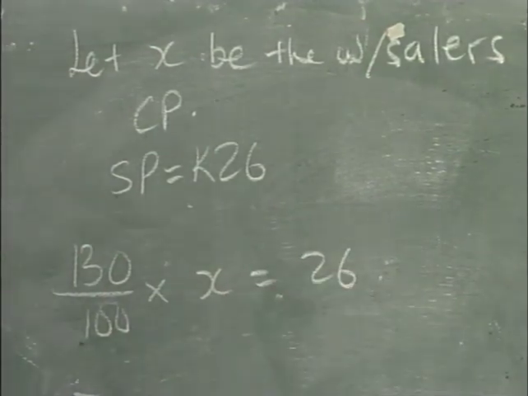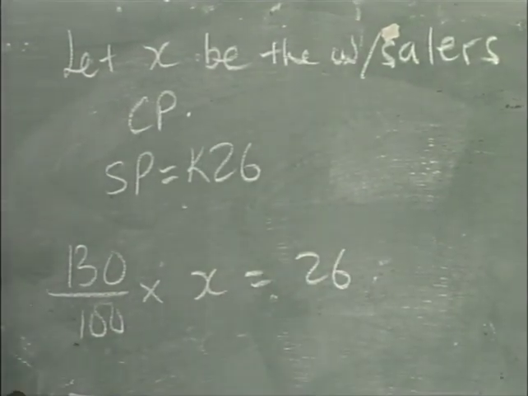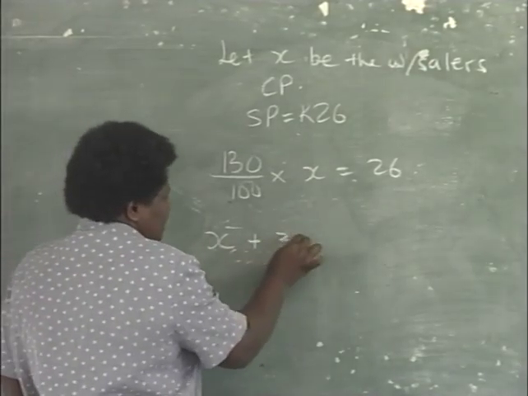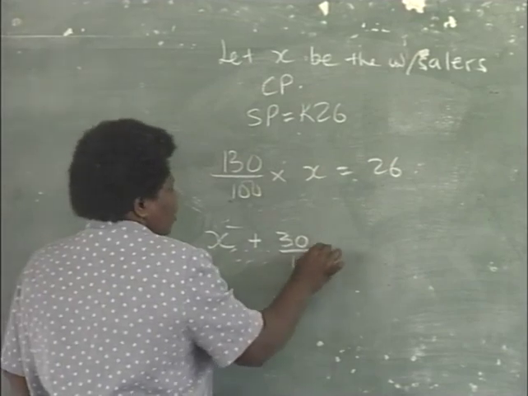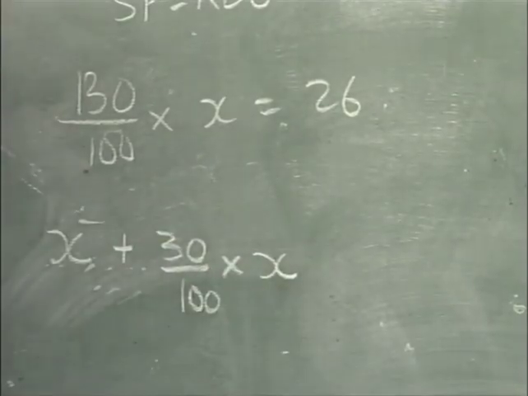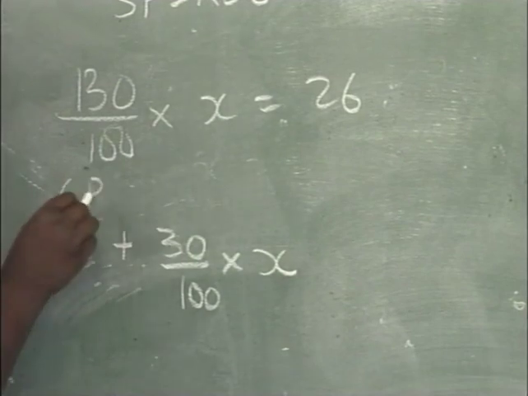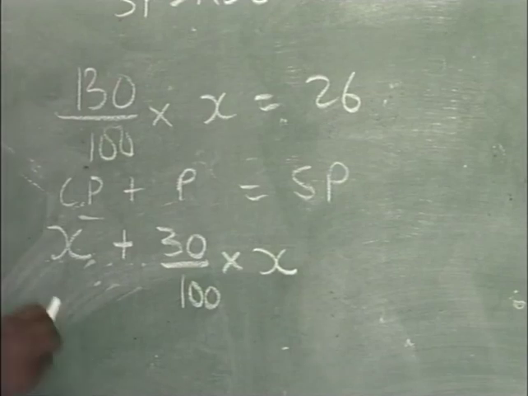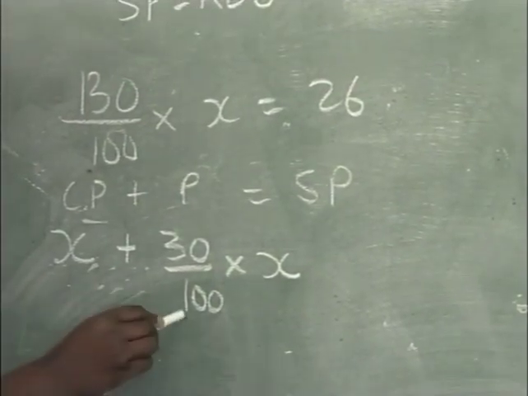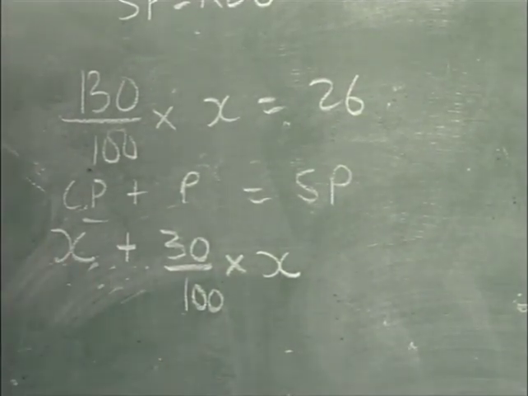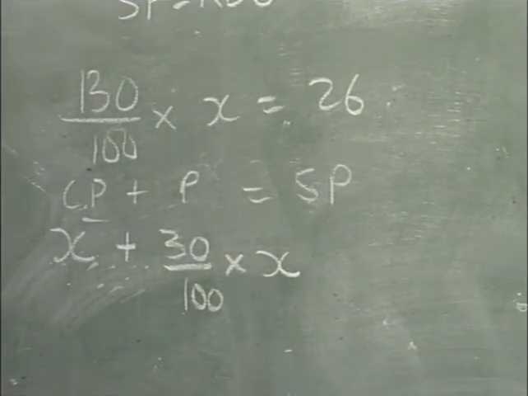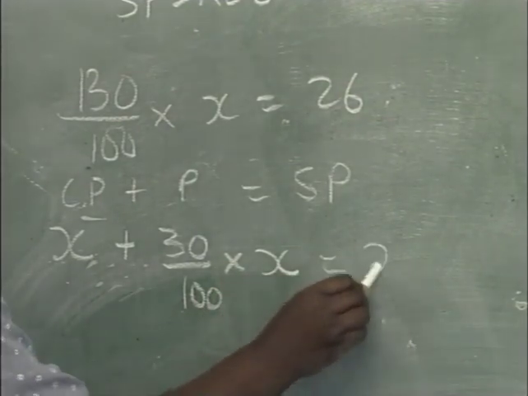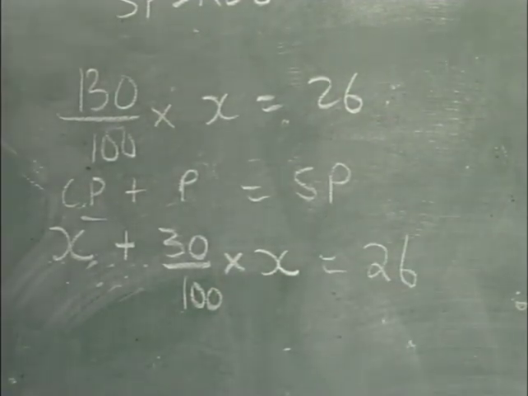If you don't understand this, you can also say this. Okay, there is a cost price. I have to add 30% of the cost price, which is profit. Remember, cost price plus profit will give selling price. So cost price plus 30% of the cost price, because it's always a percentage of the cost price that you add to give you the selling price. It will be equal to the selling price, which is 26 kina.